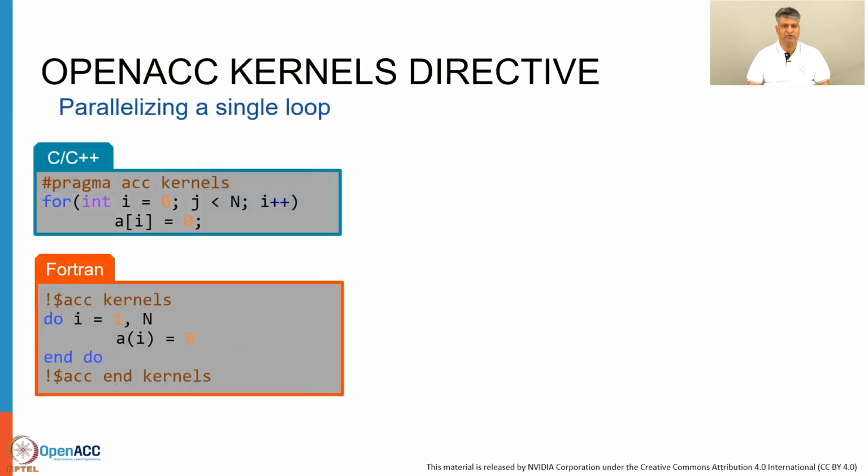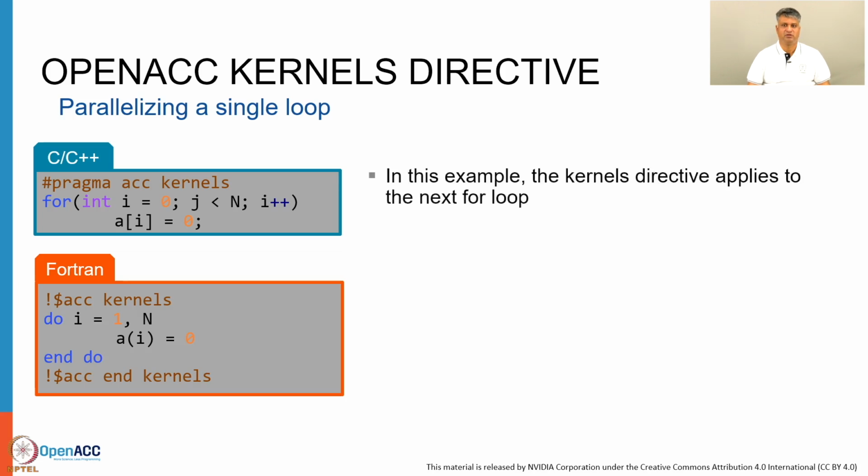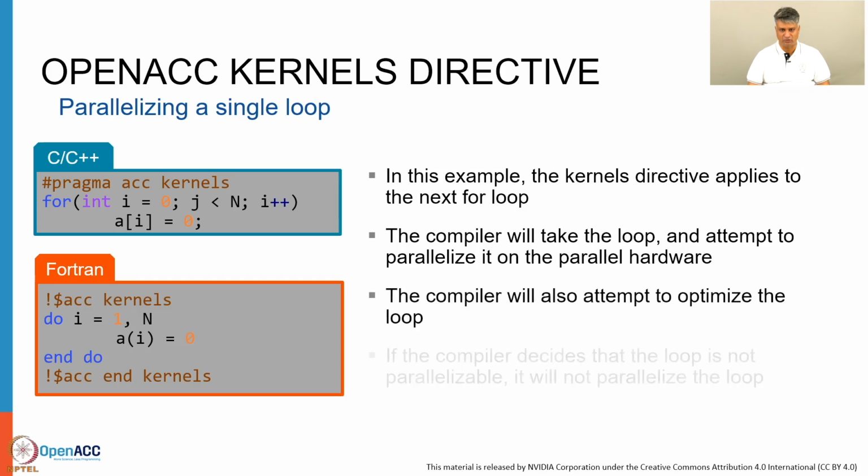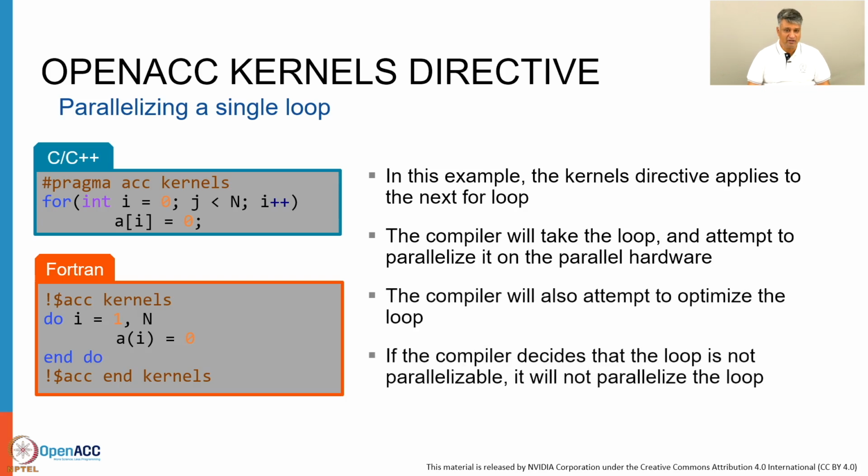So for example, if I use a kernels directive of this sort, this is how I would implement it. In this example, the kernels directive applies to the next loop. The compiler will take the loop and attempt to parallelize it on the parallel hardware. The compiler will also attempt to optimize the loop. The compiler now has control to decide whether the loop is parallelizable or not.